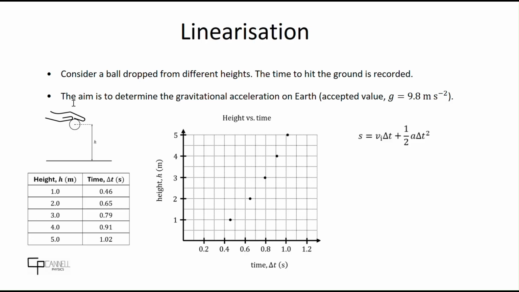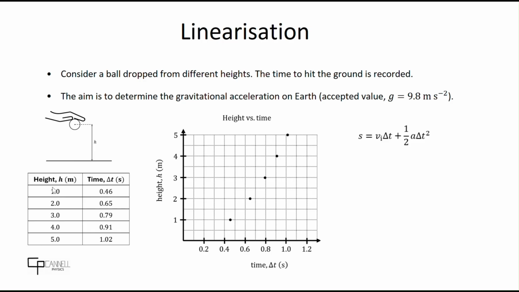So here we have a little diagram for reference. You can see that the ball starts in someone's hand, so therefore its initial velocity is 0, or v subscript i equals 0. And we can see the height here, h, is the height from the center of the ball, its center of gravity, to the ground. And someone is timing the time it takes for the ball to hit the ground. And that's delta t over here.